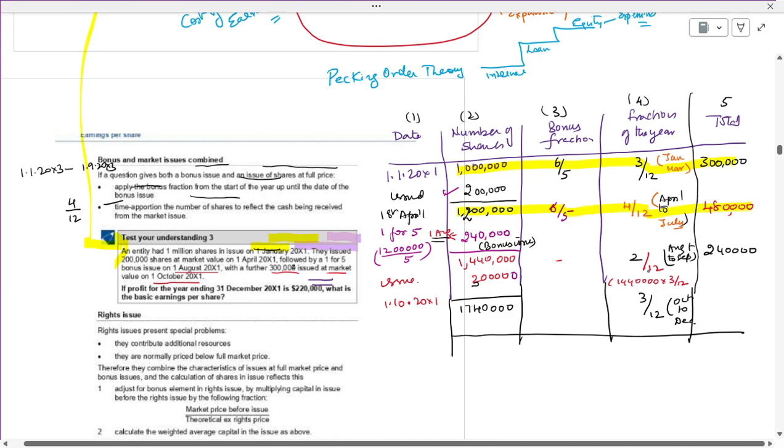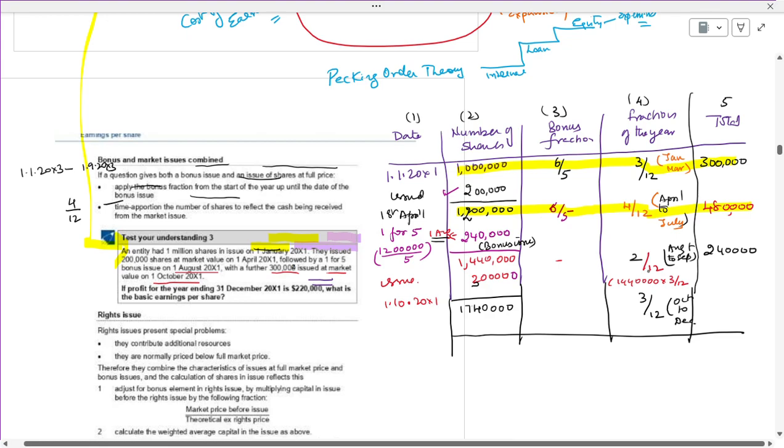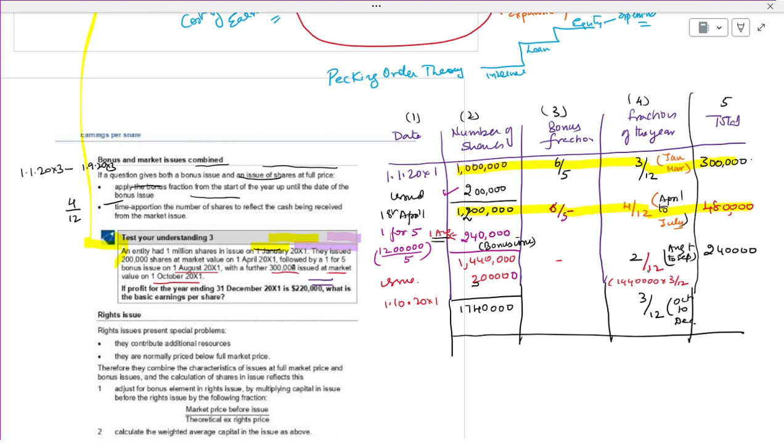If they are issuing the bonus issue, they have to take the bonus fraction from the beginning, 6 by 5 and 6 by 5. Now, what is the fraction of the year? January to March, 3 by 12. Is this step clear for you? 300,000. Next, they have issued bonus shares, 6 by 5 fraction. Now these people are eligible for the next 4 months, 4 by 12, from April to July.